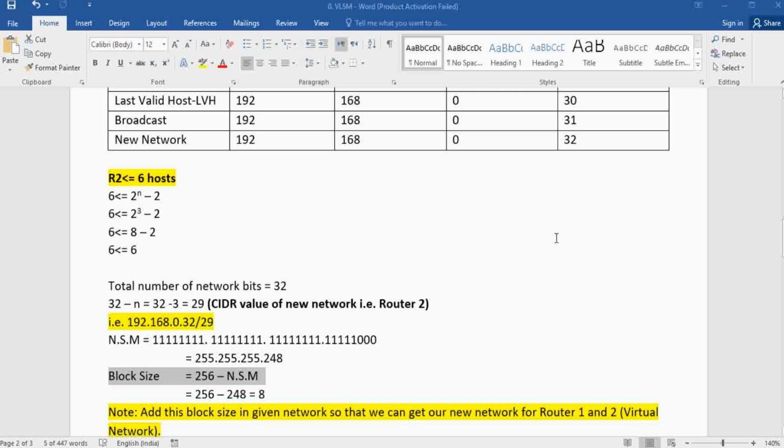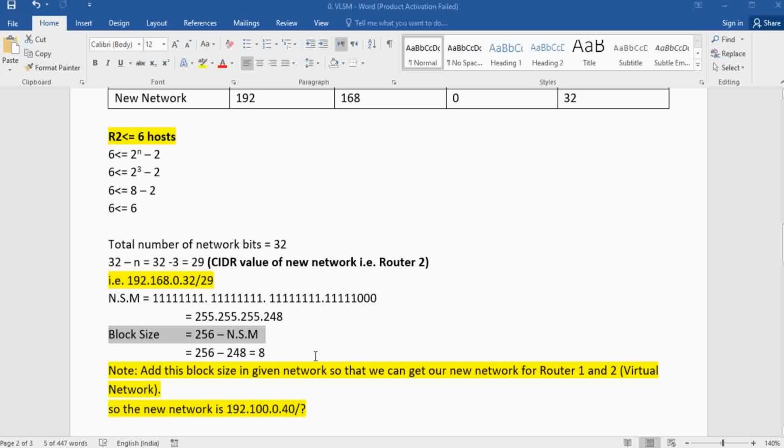For block size, subtract this value from 256. Why 256? Because the range starts at 0 and ends at 255. The formula of block size is block size equals 256 minus new subnet mask. So 256 minus 248 equals 8. Add this block size to the given network so that we can get our new network for the virtual network.